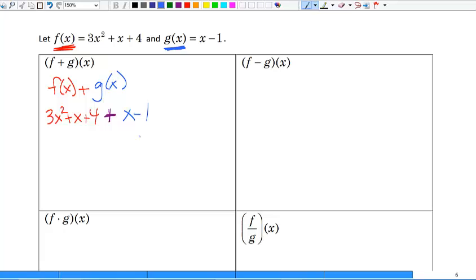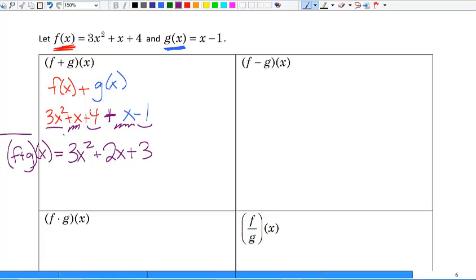At this point, all I have to do is combine like terms. So I have 3x squared, he has no partners, okay? x plus another x, that should get me 2x. And then 4 minus 1, that's positive 3. So f plus g of x is equal to a new function, 3x squared plus 2x plus 3. If I take one function and I add another function to it, I get a brand new function.